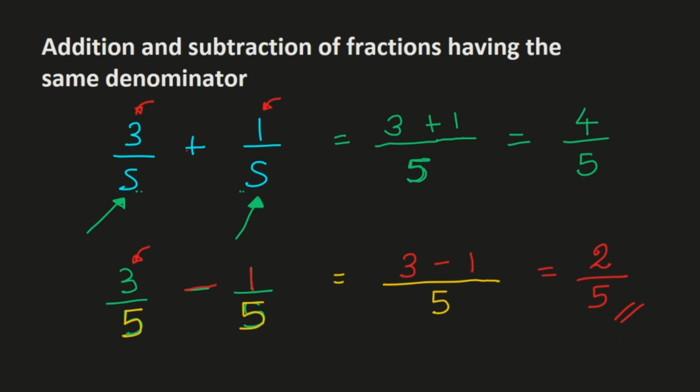Okay, let's discuss the next section of this lesson. Addition and subtraction of fractions having different denominators. Let me come up with an example. 1 upon 2 plus 3 upon 4. Here in this example, you can see that the denominators of these fractions are different. Here it's 2 and here it is 4. So in such cases, what do you have to do?